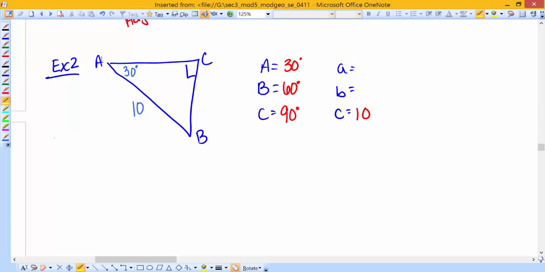My angle of reference is going to be angle A. So what do I know? I know 10 is my hypotenuse. Here's my opposite. Here's my adjacent. So I'm going to write down SOHCAHTOA again.